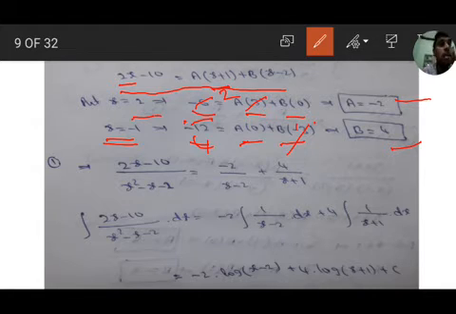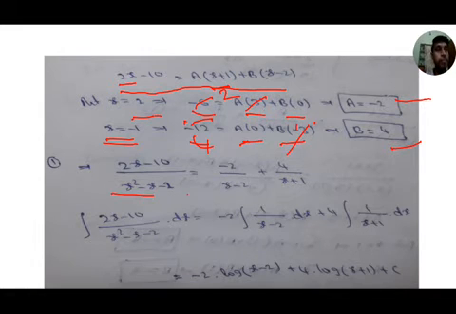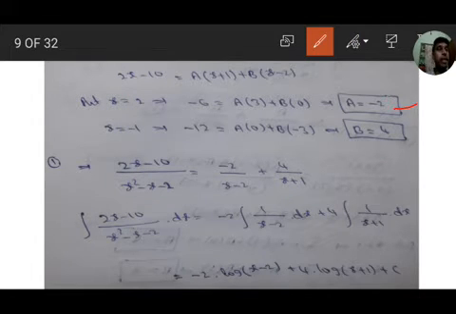Substitute in equation 1. What is equation 1? Let us see here: A by (x minus 2) plus B by (x plus 1), this one. Substitute the A value and B value, A equal to minus 2, B equal to 4. So (2x minus 10) by (x square minus x minus 2) equal to minus 2 by (x minus 2) plus 4 by (x plus 1) dx.